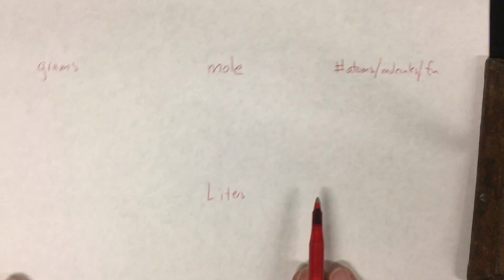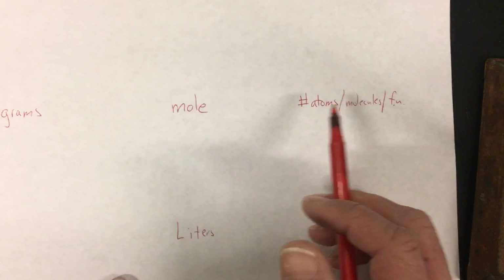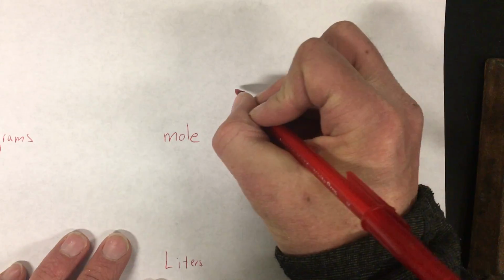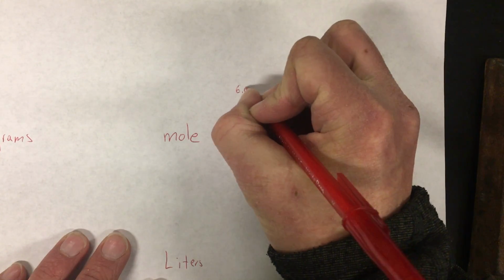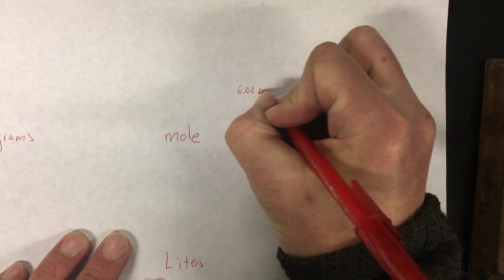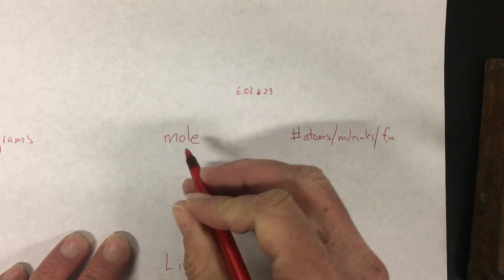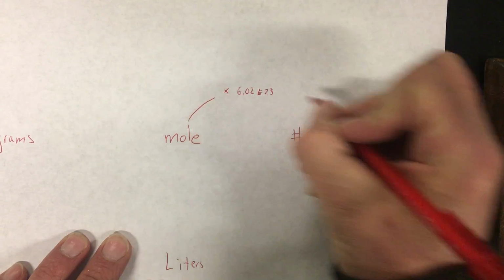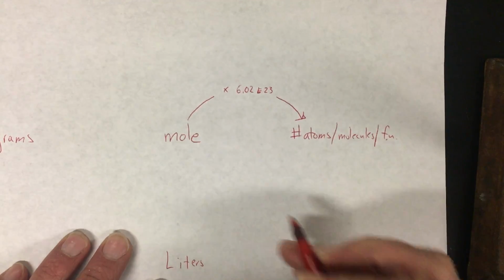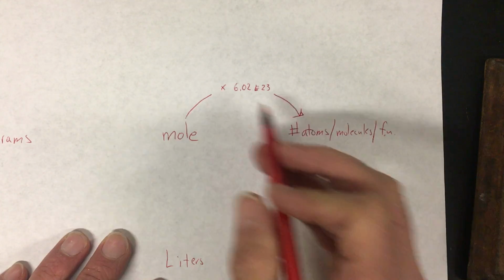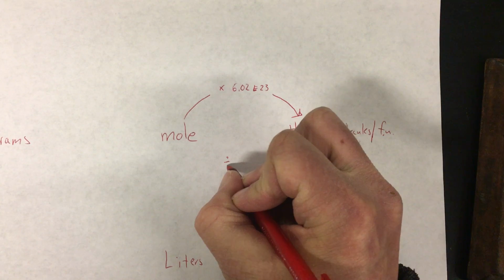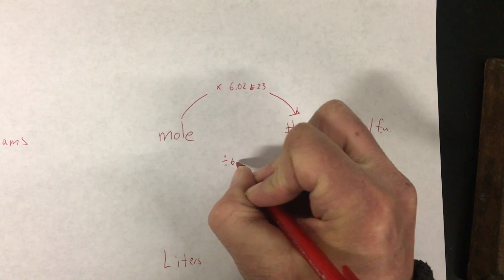So let's put that in our chart here. If I want to go from moles to the number of something, I'm going to be using Avogadro's number, and to go in this direction, I'm going to multiply. So I'm going to draw my arrow here. If I want to go from moles to the number of atoms, I'm going to multiply by Avogadro's number. If I want to go the other direction, I'm going to divide by Avogadro's number.